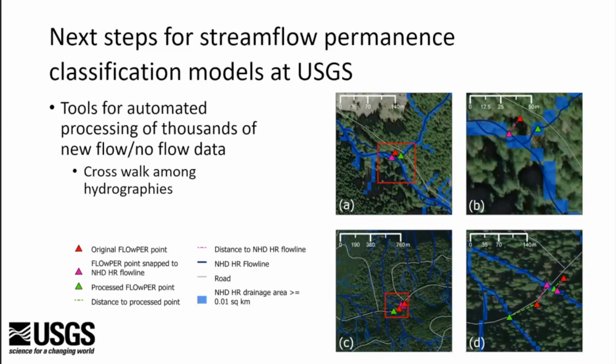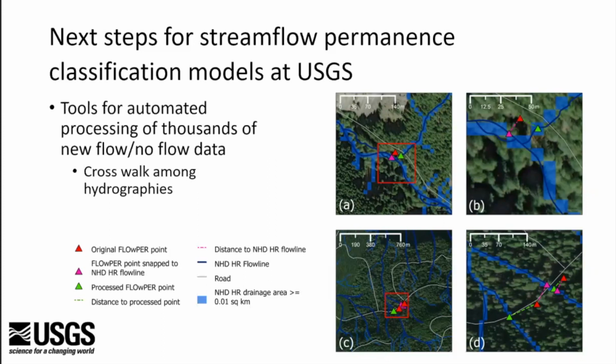So we're developing tools for automatically processing thousands of new flow and no flow data, and then providing crosswalks among hydrographies. I'm not sure if you all work with different hydrographies, but the National Hydrography Dataset has a medium resolution, a 30-meter resolution. This is coarse. We have a high resolution, which does a better job at capturing the headwater regions. And then people have their own hydrographies of interest, and they don't necessarily perfectly align. So you need to develop ways to crosswalk.